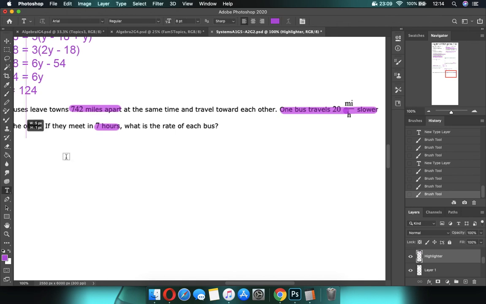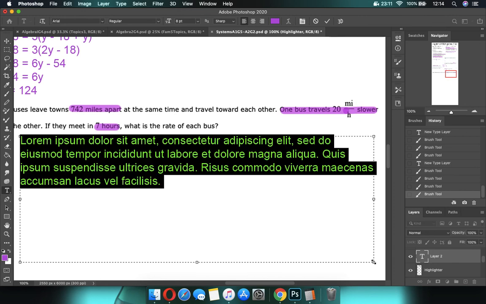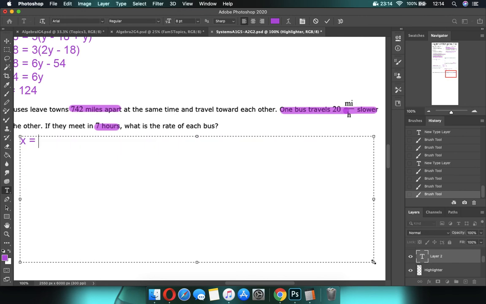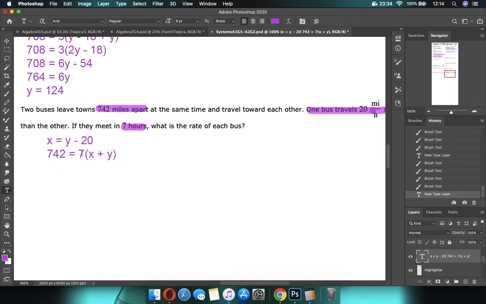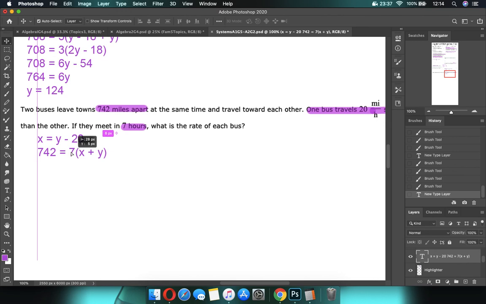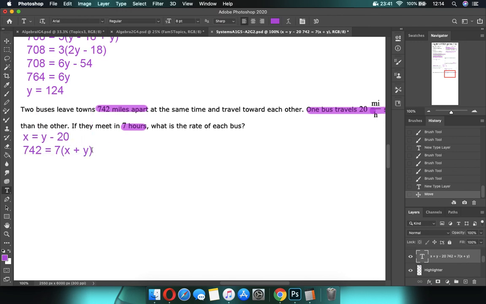So let's set ourselves up. One bus travels 20 clicks slower than the other. Okay, that's all set. And then what's our distance? 742. What's our time? 7 hours. And then rate plus rate. So x plus y. And you can see, or maybe you can't see, this is where me doing these topics 406 billion times, I've done this so much that I don't even really think about it anymore. And I'm trying to make myself go slow so that you can follow the math as I'm going through it.